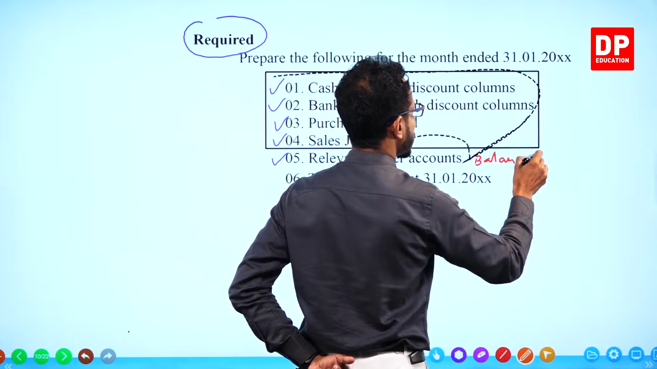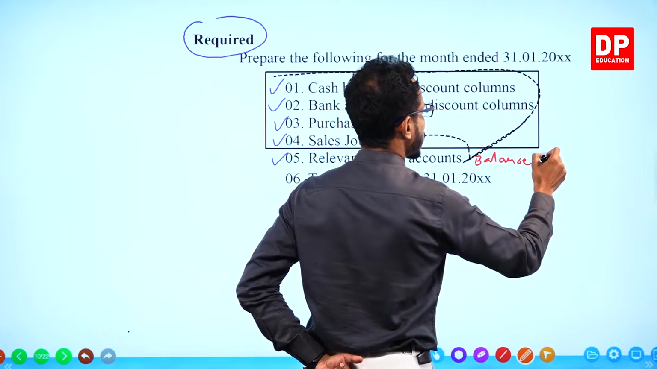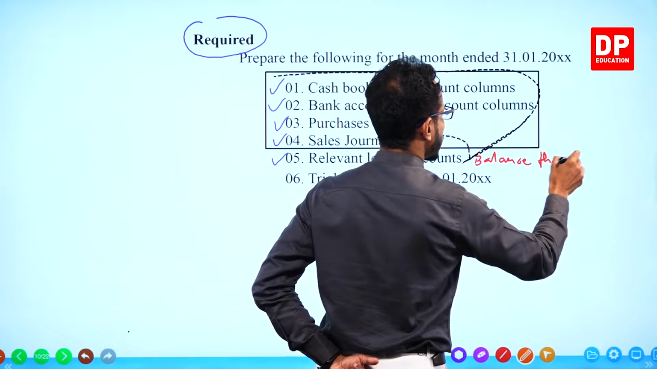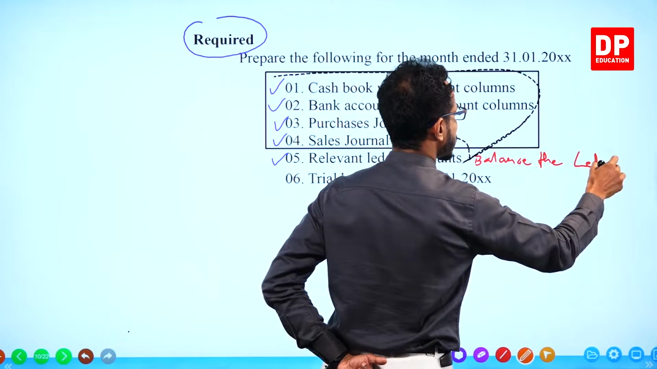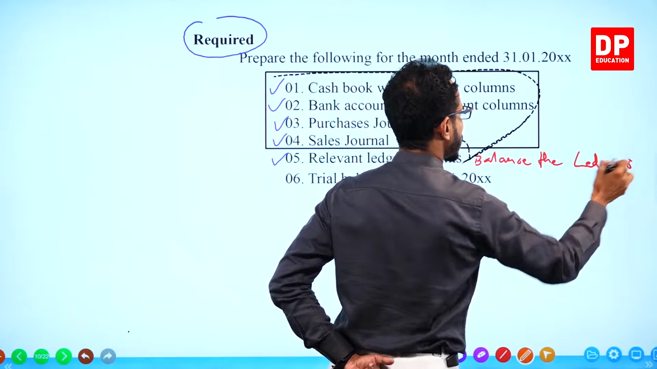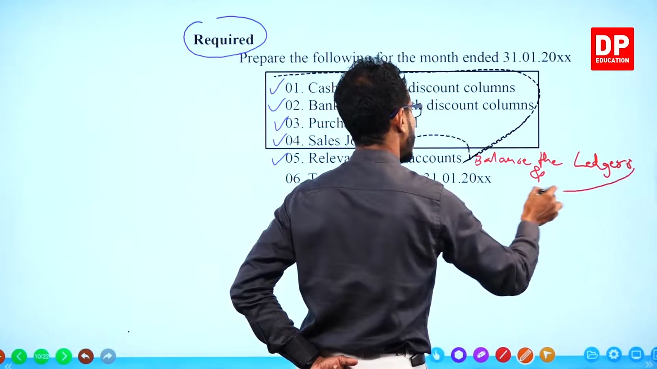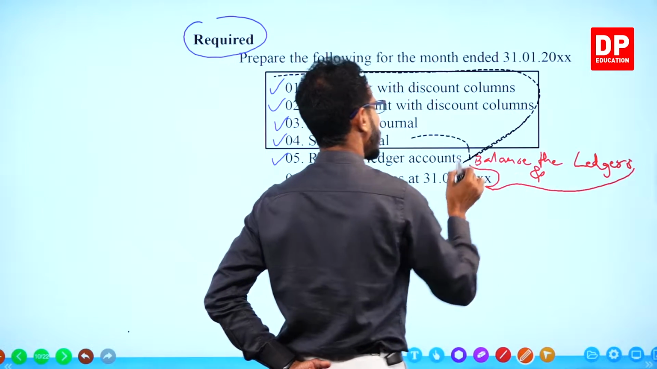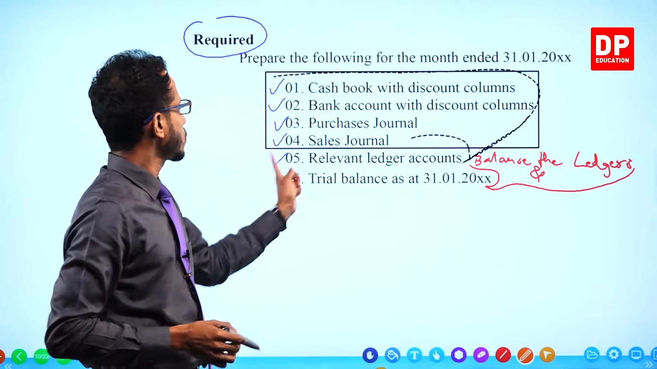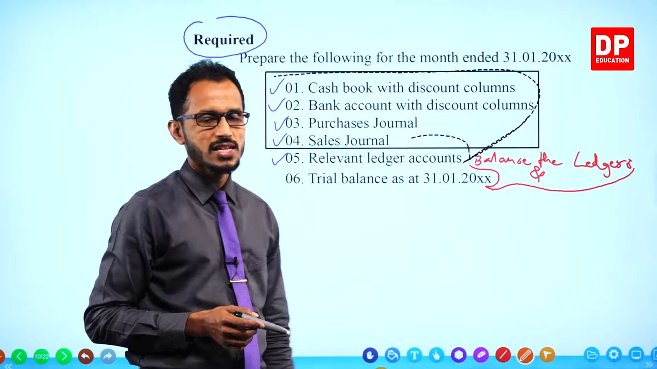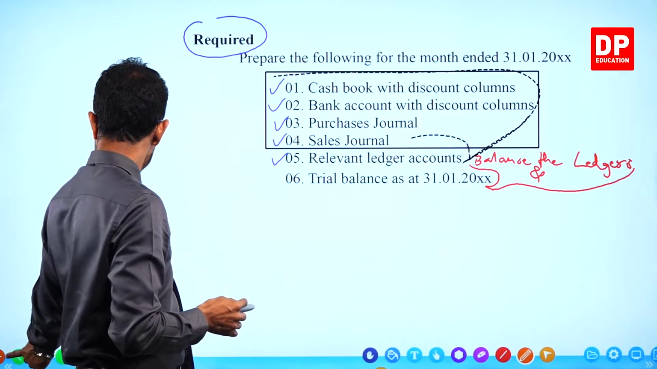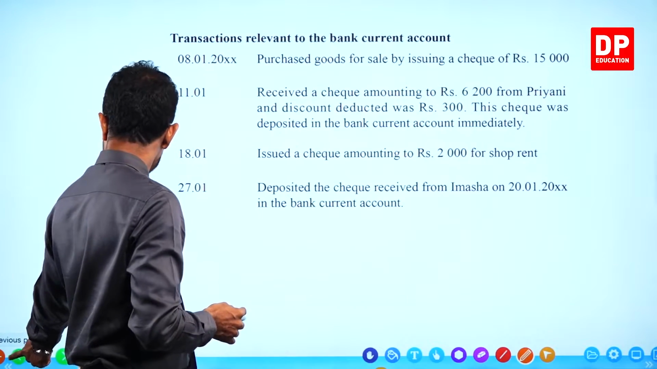Balance the ledgers and prepare the trial balance. That's what we have to do. Let's get on with it.